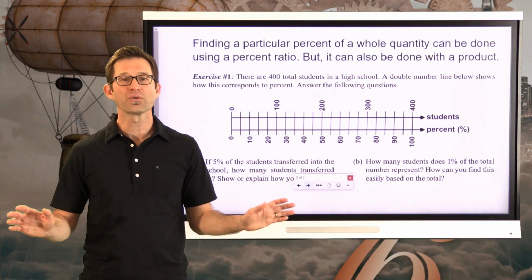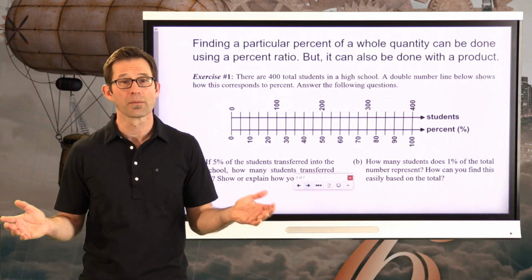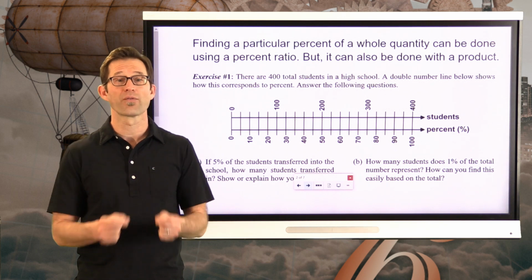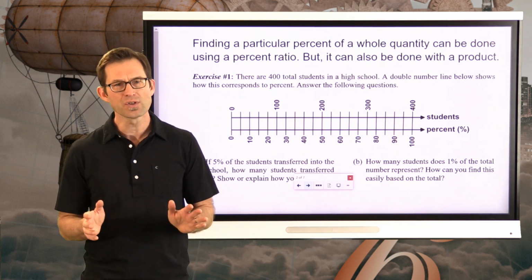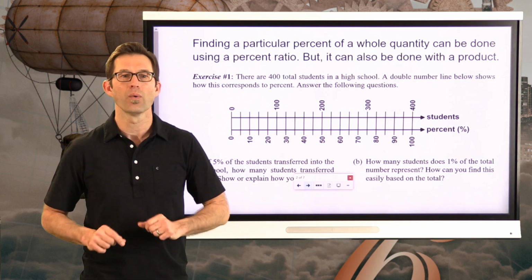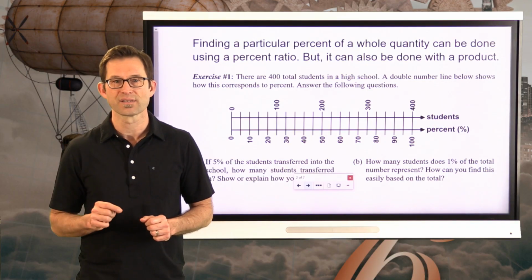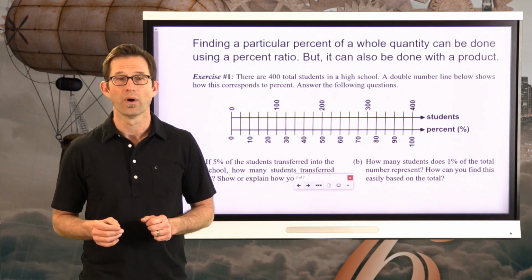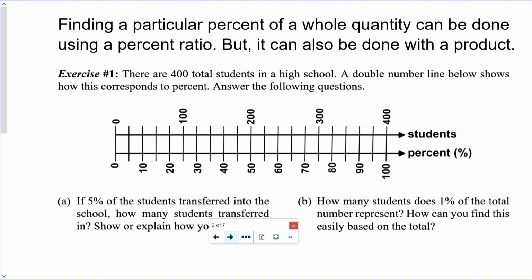Finding a particular percent of a whole quantity can be done using a percent ratio, and that's what we've been doing for the last few lessons. But it can also be done using a product, and that's what we want to understand in today's lesson. So let's take a look at exercise 1. There are 400 total students in a high school. A double number line below shows how this corresponds to percent. Answer the following questions.